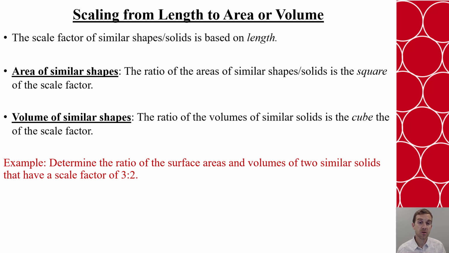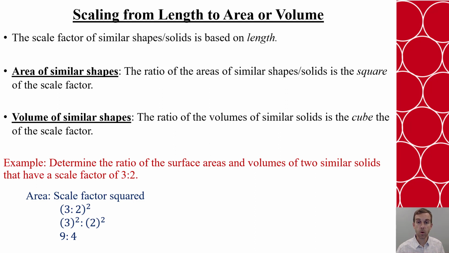Now let's look at the surface area. With the surface area, I would be squaring this scale factor so that it changes both the length and the width. So 3:2 squared, I would distribute that square, so that's 3 squared to 2 squared, so the ratio of the areas would then become 9:4.